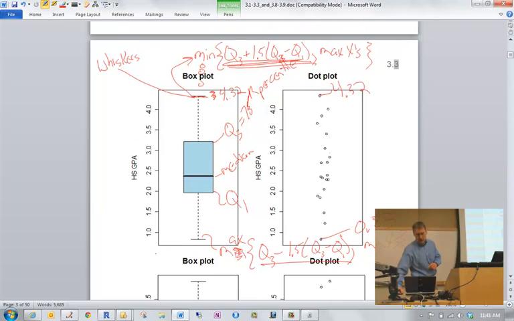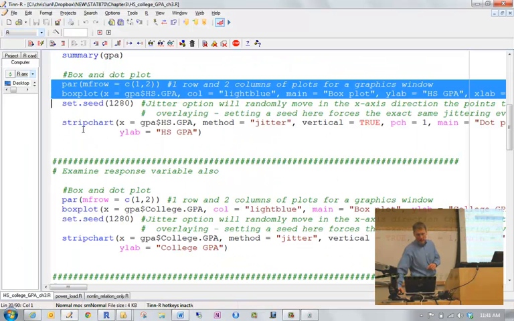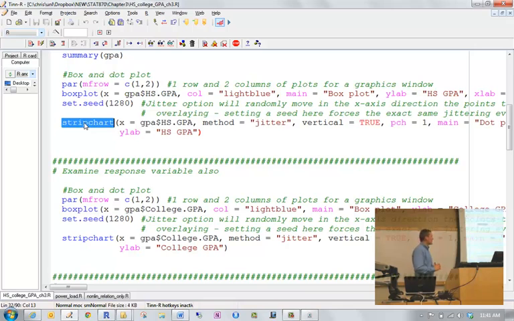To do the dot plot in R, you actually use a function called stripchart. What you want to do the dot plot of, method equal jitter, so you prevent the overlapping. Vertical equals true, so that the points are going up and down.